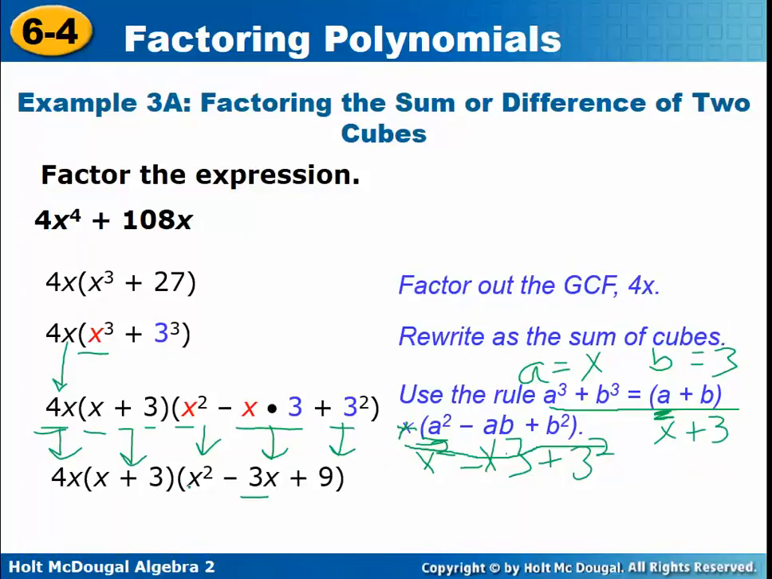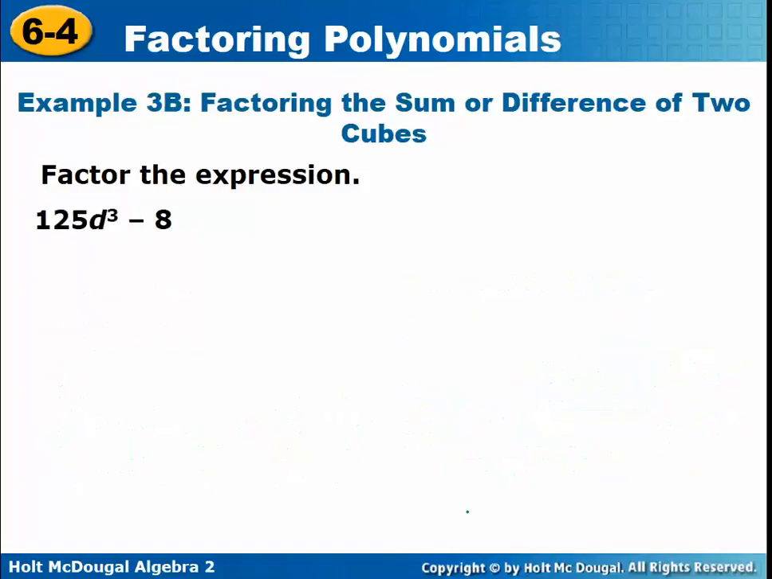We look at then the trinomial x squared minus 3x plus 9, and we decide whether or not we can factor that. Sometimes you can, but not in this case. But you do check and see, because sometimes you can factor a little bit more. All right, in this one, check and see if there's a common factor, but there isn't.